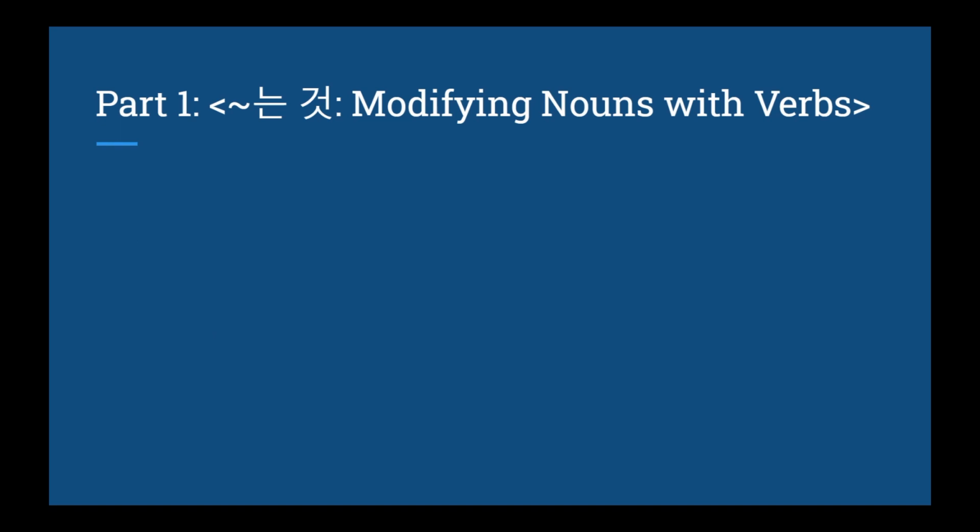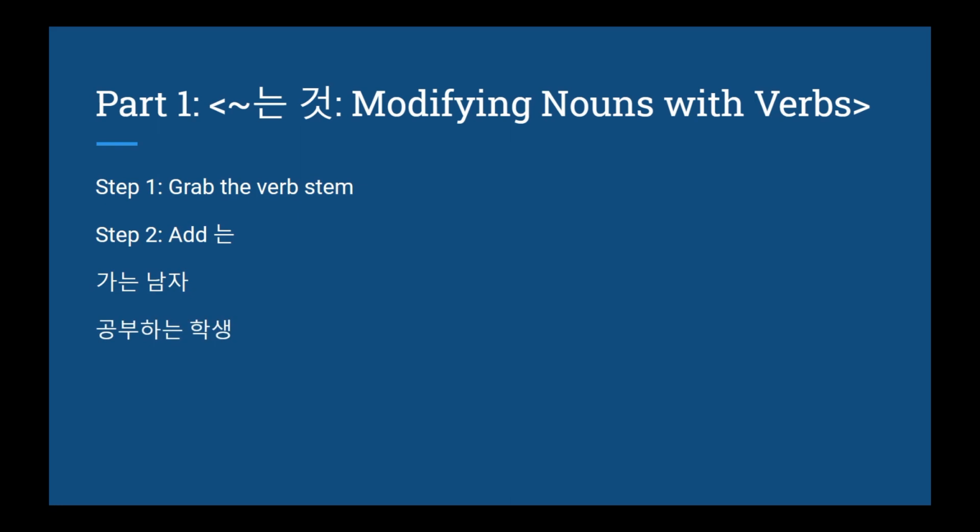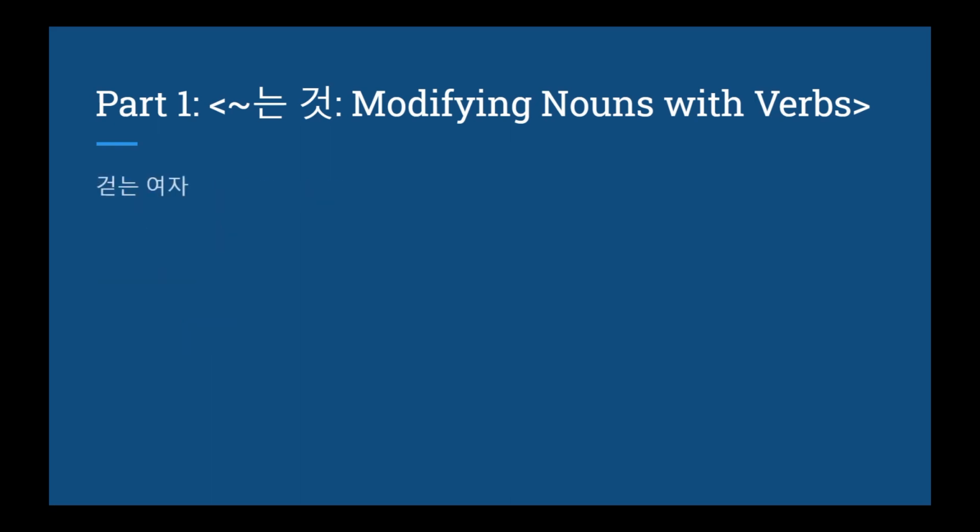It's not actually that hard, but don't worry, it gets harder. First, let's look at some examples. So these are the 2 steps. 가는 남자, the guy who goes. 공부하는 학생, the student who studies. Now, you're not really likely to say, oh, the guy who goes, or the student who studies. Well, let's look at this first. 걷는 여자, the girl who walks.